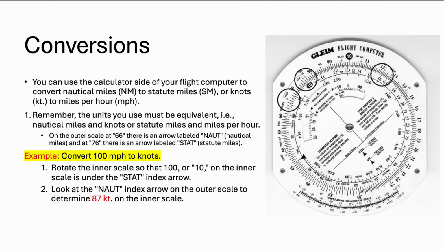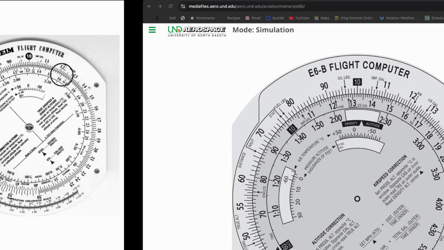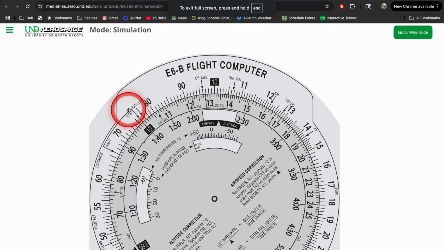We'll start out with something fairly basic. We'll do conversions. So we're going to convert between miles per hour and knots. And to demonstrate that, because it's a little bit difficult to walk around and show everybody, I like to pull up a little simulator. You can do this at home too if you don't have one yet. The University of North Dakota has developed a simulator, and at this point it's accessible publicly. It may not be that way forever, but for now it's kind of nice to use at home.